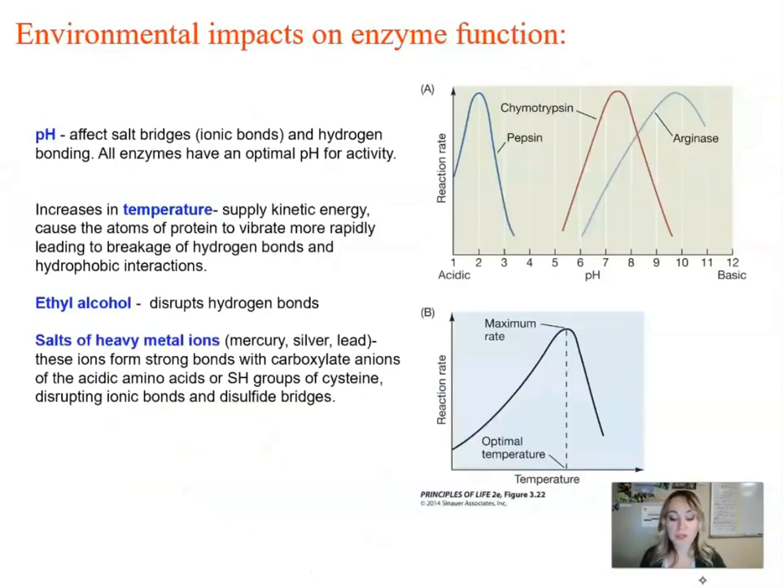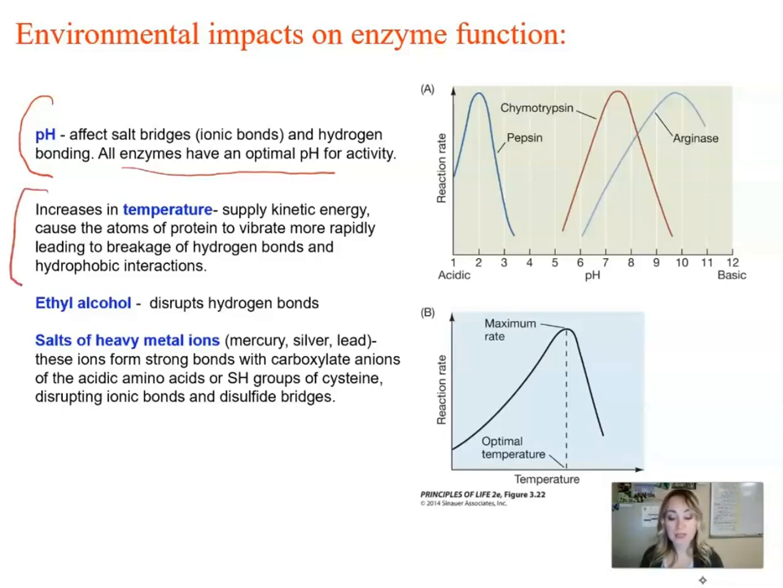So a few environmental conditions to explore would be the pH. So pH is going to affect ionic bonds and hydrogen bonds. And then remember that all enzymes will have their optimal pH for their activity. And usually that range is pretty narrow.